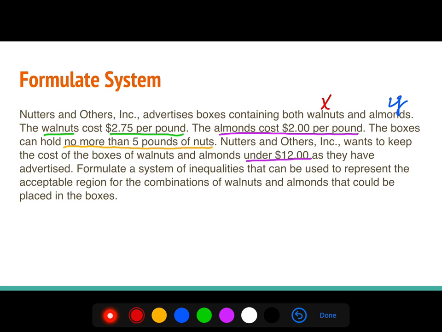I'm going to read through here again. We have 2 different types of nuts, and we can't have more than 5 pounds of them in a box. Well, what type of nuts do we have? We have walnuts and we have almonds, and they have to be smaller than or equal to 5 pounds. So no more than that. Then I go look a little bit more.